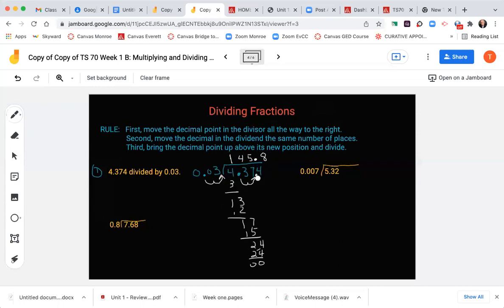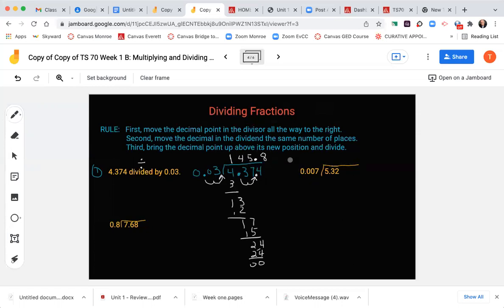However, I want to tell you that at this point in math, you could probably just punch it into your calculator. What you would do is, if I go back here, I would literally press in 4 and then the decimal point, 4.374. Then I would hit the division symbol, which is a little button that looks like that. And then I would type in 0.03, and then I would press equal or enter, depending on your calculator. And that would just spit out 145.8 for you faster. Okay.